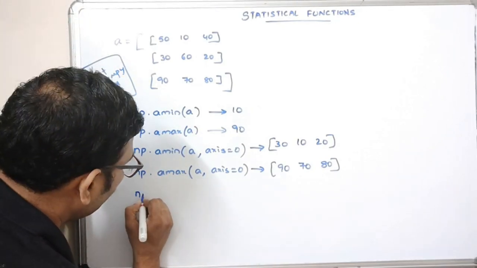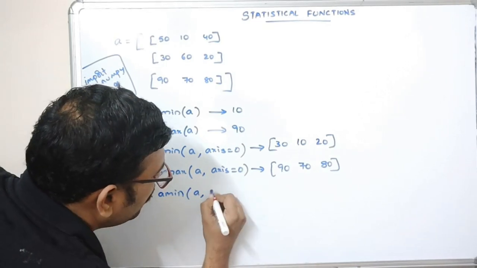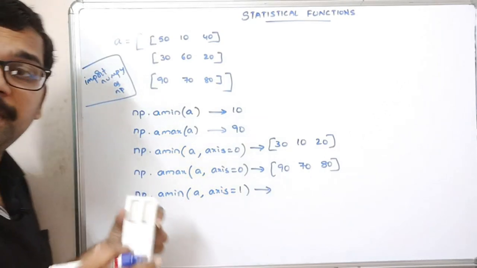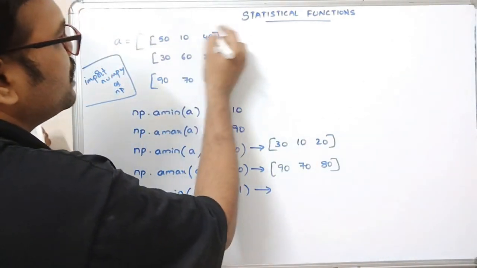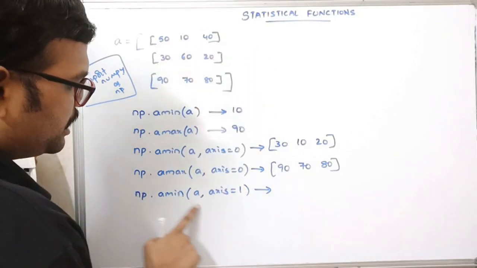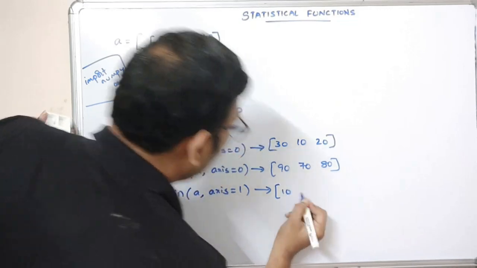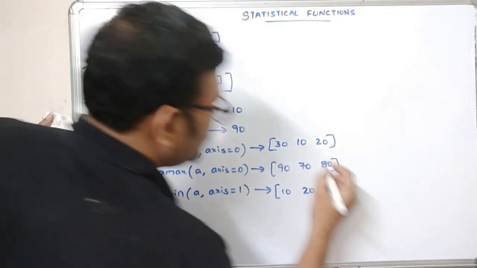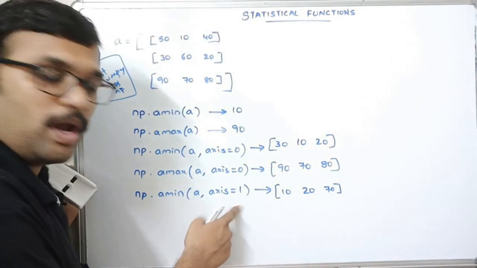Now simply we can go with np.min of A, comma, here we will go with axis is equal to 1. Axis is equal to 1 means row wise operations should be done. So in the first row, what is the smallest? Because we are finding the minimum value. So 10 is the smallest, so 10, second row 20, third row 70. So this will be the result for finding the minimum along axis 1.